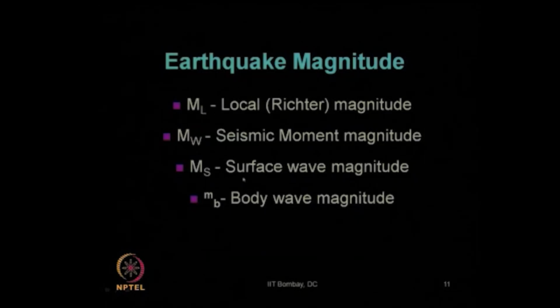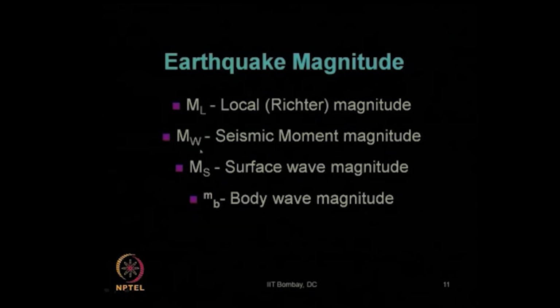Typically, four major scales are used. There are other scales also to estimate the magnitude of an earthquake, the most commonly used one is called ML, that is local magnitude. Another name for this is the Richter magnitude scale, or local magnitude scale, ML. The next important one, I will say engineering calculation wise or engineering design wise the most important magnitude, is MW, which is called the seismic moment magnitude scale, MW.